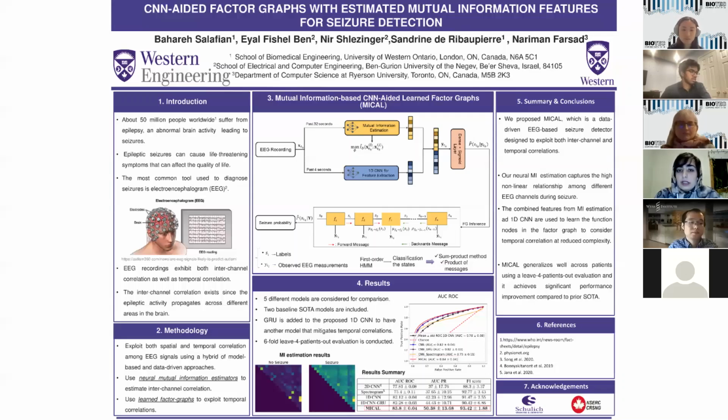Our mutual information estimator can quantify the instantaneous dependence between EEG channels, and the 1D CNN generates the latent representation of raw EEG blocks. We then applied the factor graph to our joint features from the mutual information estimator and 1D CNN to exploit temporal correlation. The advantage of using a factor graph is that, through a hidden Markov model and the sum-product algorithm with message passing, it can exploit temporal correlation at reduced complexity.